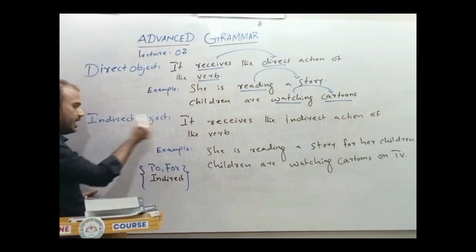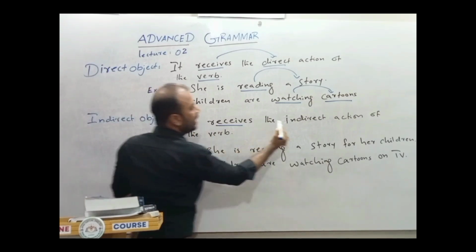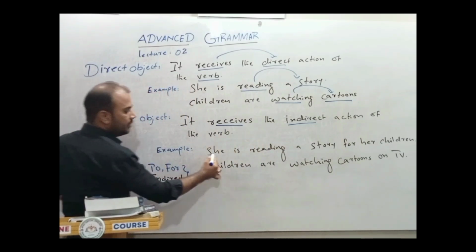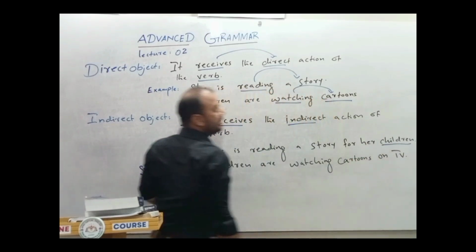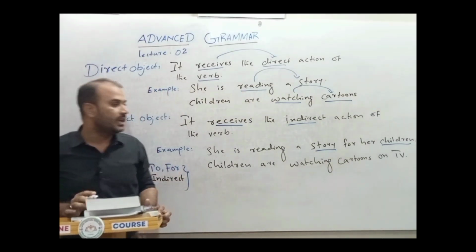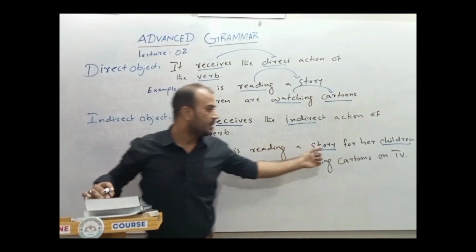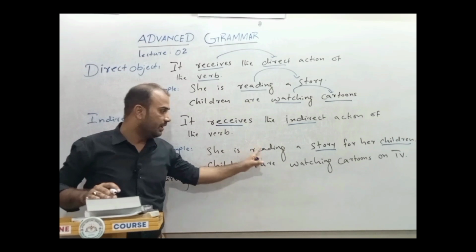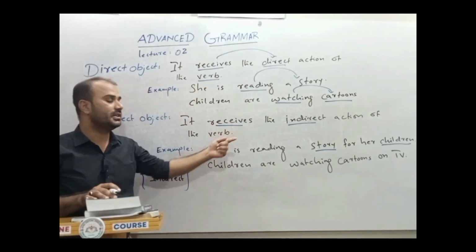And along with this definition, we have the indirect object. An indirect object receives the indirect action of the subject or the verb in the sentence. So see now, she is reading a story for her children. Here we have children as another object, and story is also an object, and what is the difference? The actual difference is that the story receives the direct action, and for her children receives the indirect action. It means the actual work is reading, and that is done on the story. So the receiver is the direct object here, and the indirect object is there.